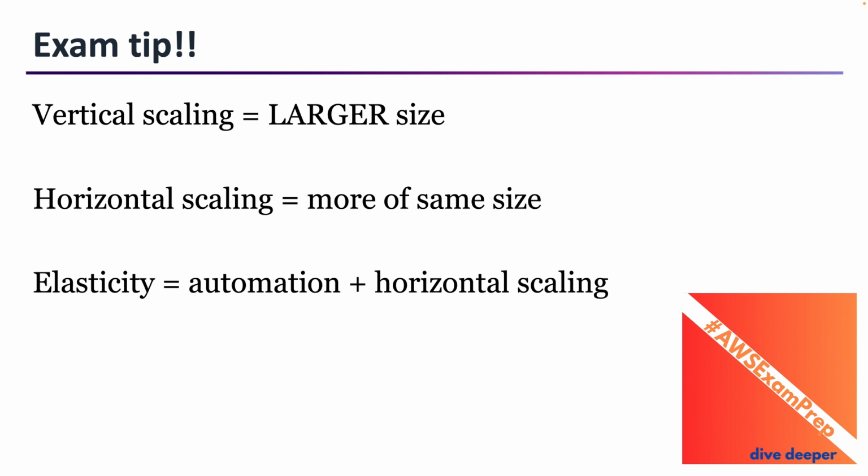Here are some exam tips. Vertical scaling is a larger size. Horizontal scaling is adding more instances of the same size, and elasticity is using automation along with horizontal scaling to match our capacity to our demand.